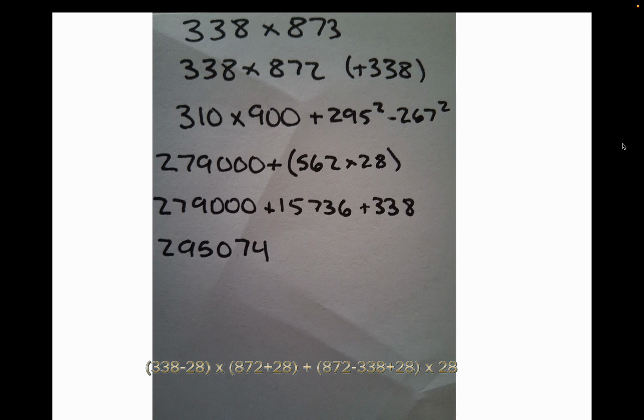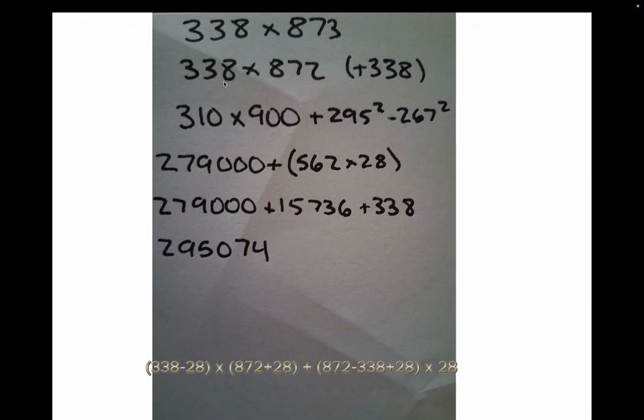Well, so this looks pretty difficult, right? 295 squared minus 267 squared. But actually, we can find the difference of the squares using another formula. And this formula is simply that the difference is 295 plus 267 equals 562 times 295 minus 267, which is 28. So in this case, we have 310 times 900 plus what we actually have down here is how much we moved up and down, 28.